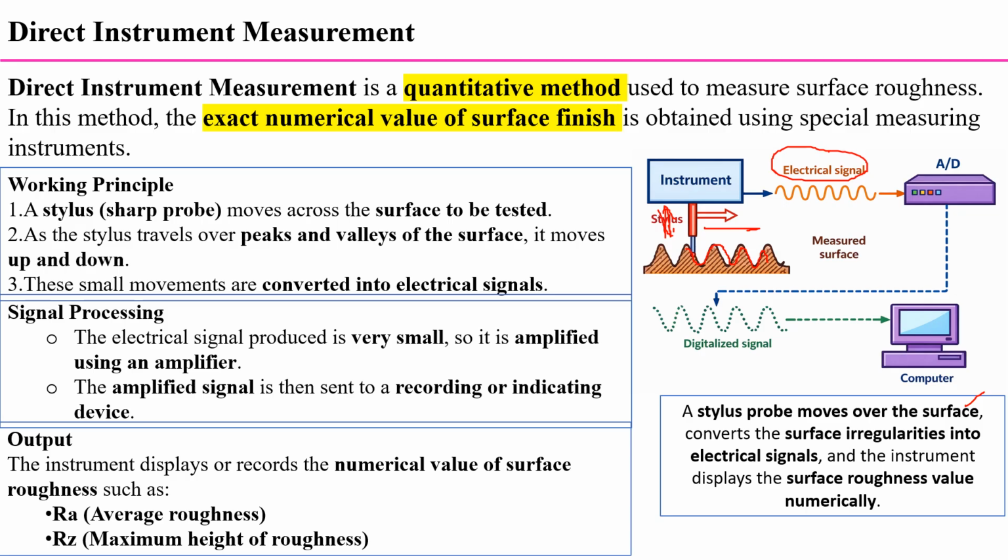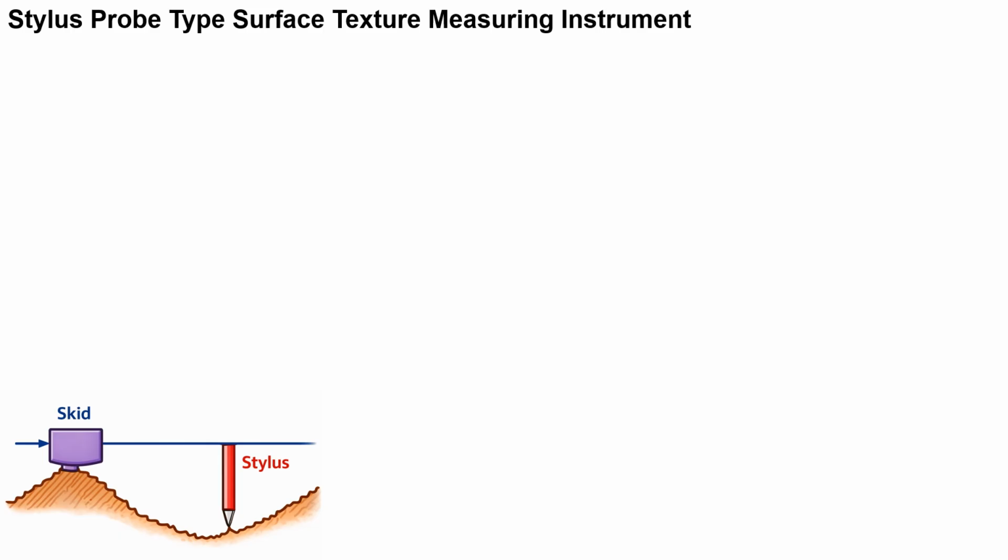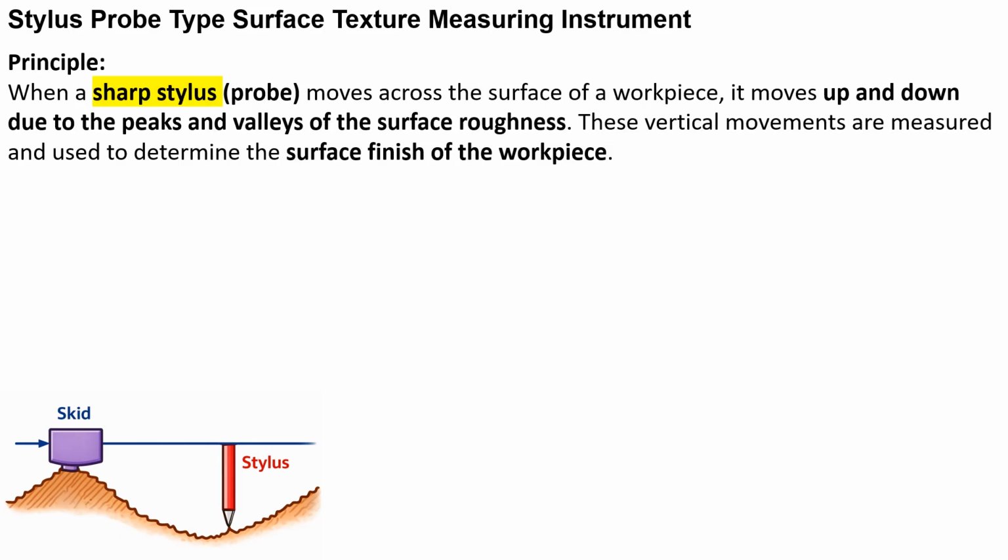So a stylus probe moves over the surface and converts the surface irregularities into electrical signals, and the instrument displays the surface roughness value numerically. Next we have to see the stylus probe type of surface texture measuring instruments. So let's discuss the principle.